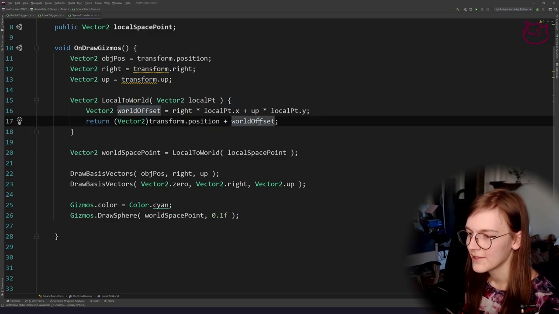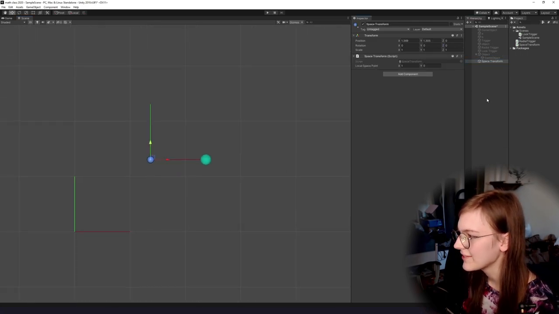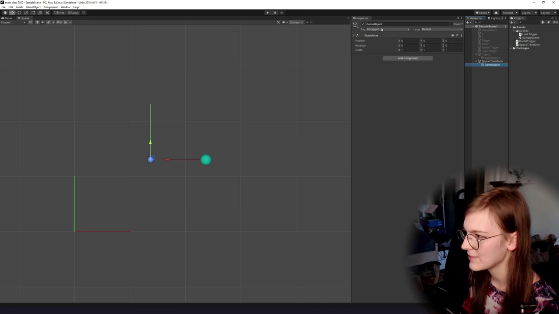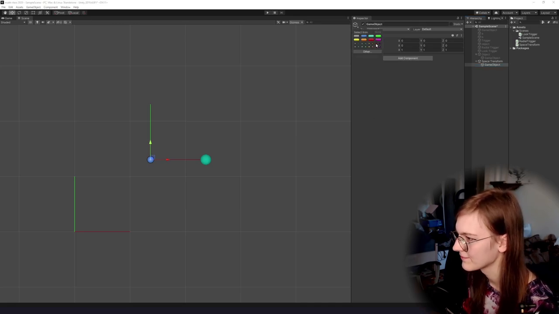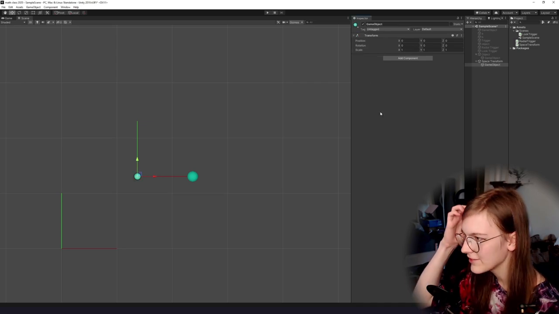Okay, new question: how do we visualize this? Here's what we're going to do. We're going to make a child object and set the child object's local space position. That's how we're going to visualize this, because then Unity is going to do a lot of the math for us that we haven't gone into yet.